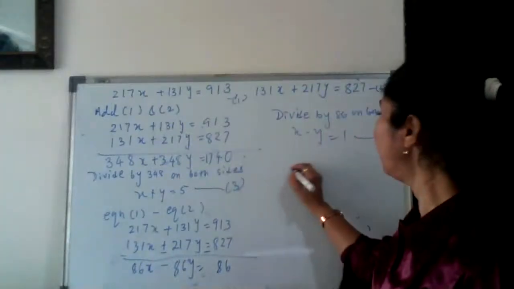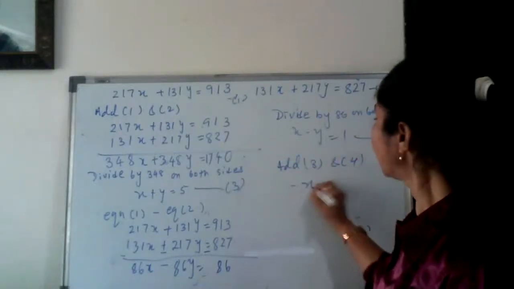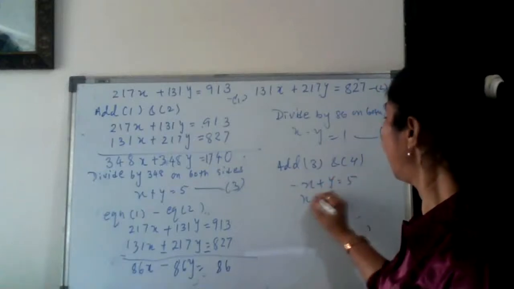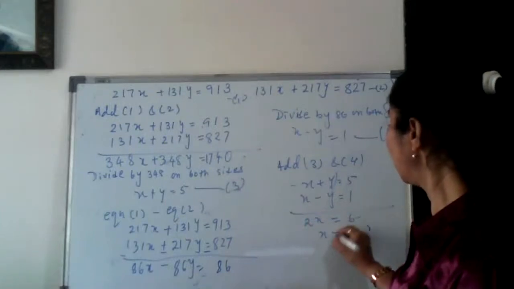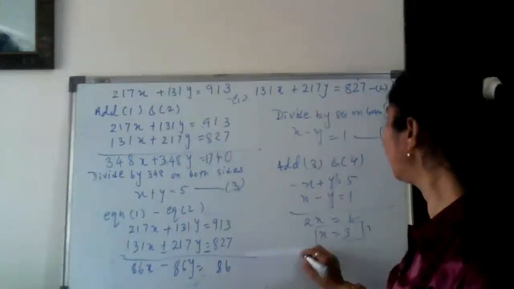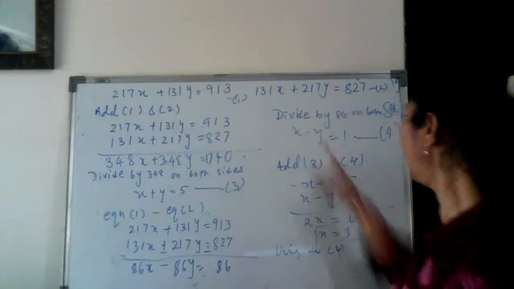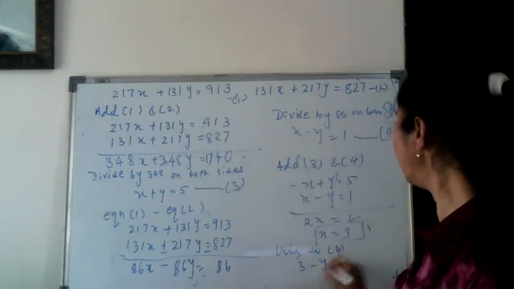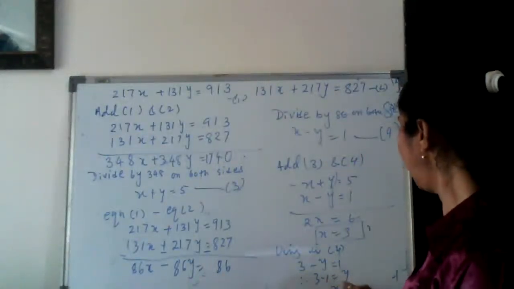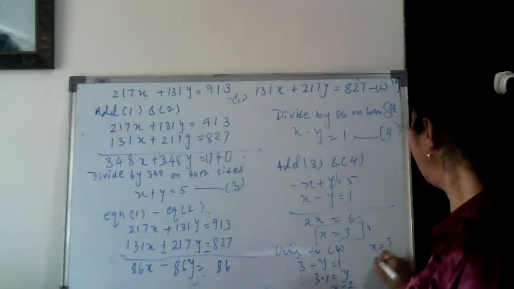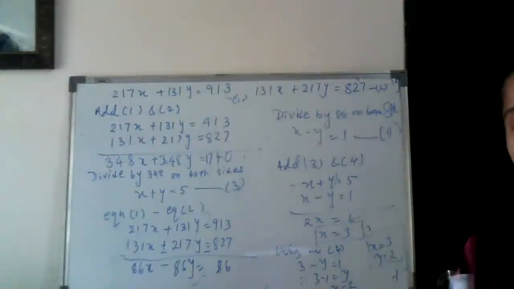So now solving 3 and 4. What do you get? Add 3 and 4. X plus y is equal to 5. X minus y is equal to 1. We cancel y. X is 3. And then use it in any equation. So using it in 4, sorry. If I use it here, 3 minus y is equal to 1. And therefore 3 minus 1 is equal to y. So we get y as 2. So x is 3 and y is 2. It is our solution. Got it everyone? Did you get the pattern?